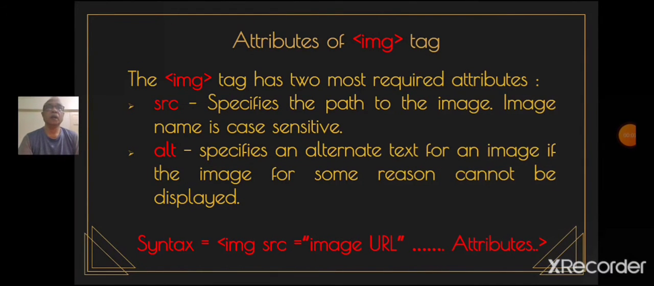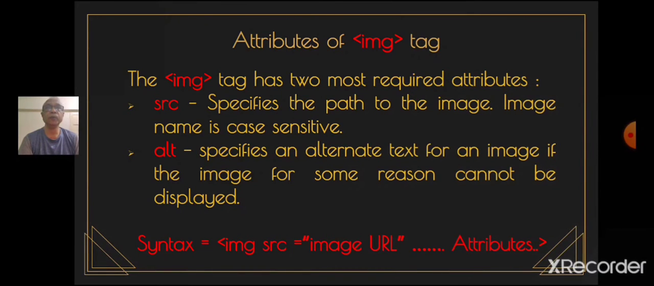Now children, let us see the two important attributes of the img tag. The first one is src. src specifies the path to the image you want to embed. Children, you can have .png files, .jpeg files or .gif image files based on your comfort. But make sure you specify the correct image file name in the src attribute. Image name is case sensitive.